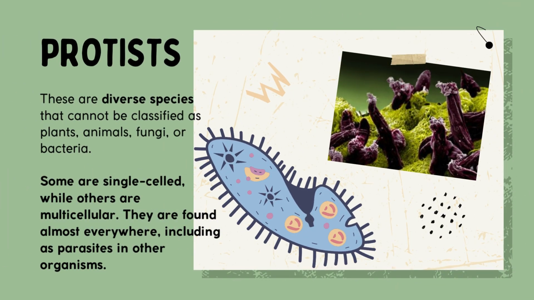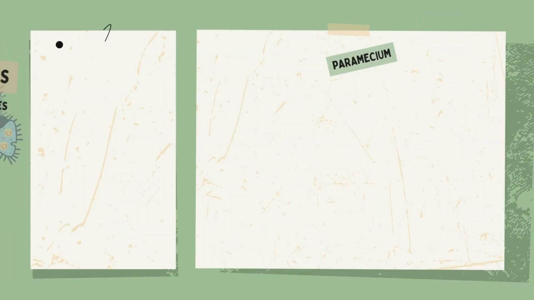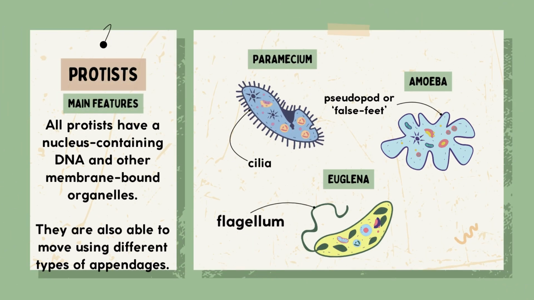Protists are diverse species that cannot be classified as plants, animals, fungi, or bacteria. Some are single celled, while others are multicellular. They are found almost everywhere, including as parasites in other organisms. Here are the main features. All protists have a nucleus containing DNA and other membrane-bound organelles. They are also able to move using different types of appendages.